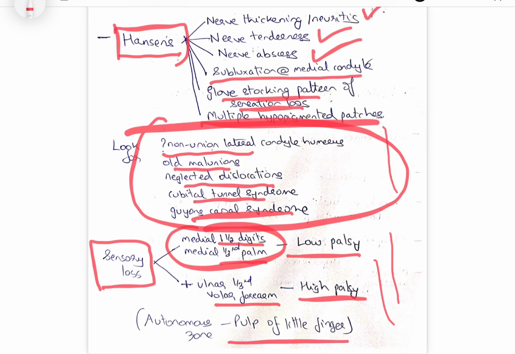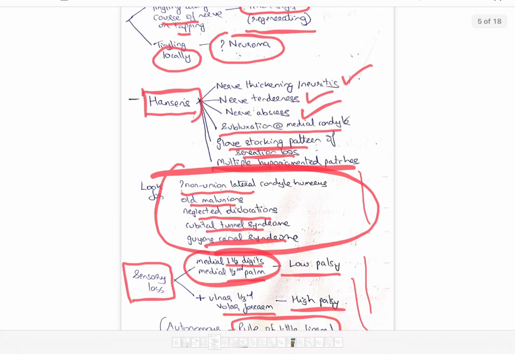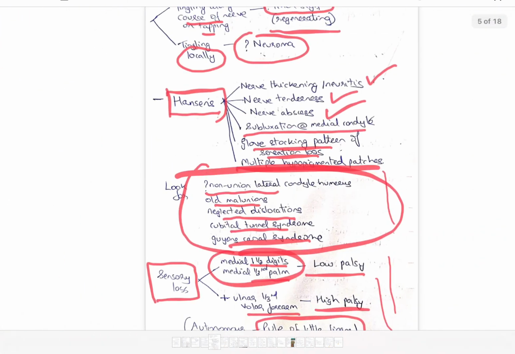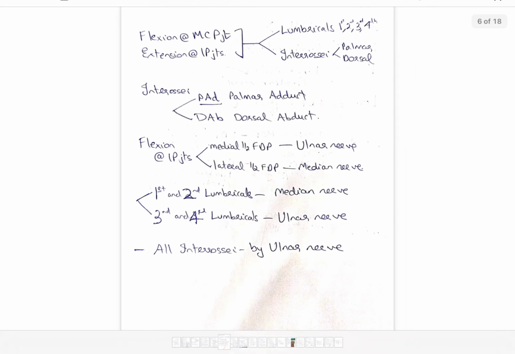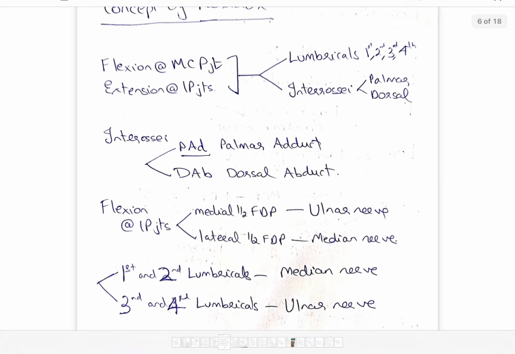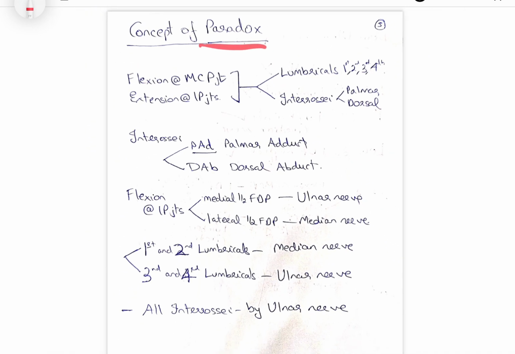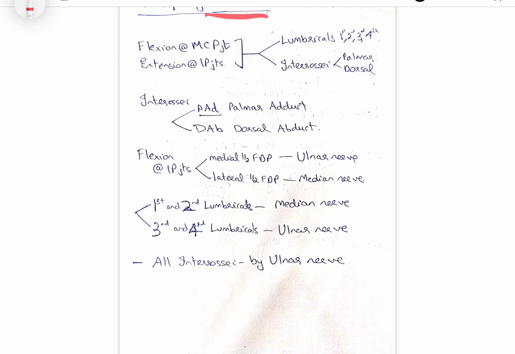Of ulnar nerve? It is the pulp of little finger. Okay, so these were the salient features of how a presentation of ulnar claw hand occurs in the OPD room. Now we are going to understand the very logical and analytical concept of ulnar paradox. Okay, so now first we will understand the basics.